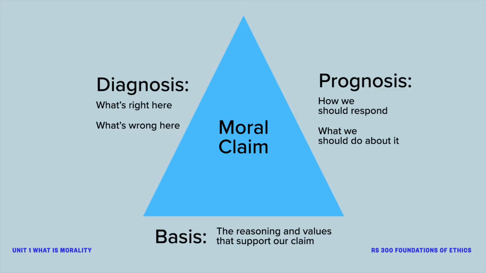When we learned about moral claims, we heard that a moral claim has three parts: the diagnosis, what's right or wrong; the prognosis, how to respond to this; and the basis or rationale, the reasoning and values that support our claim. Moral method focuses on the basis or rationale for a moral claim.